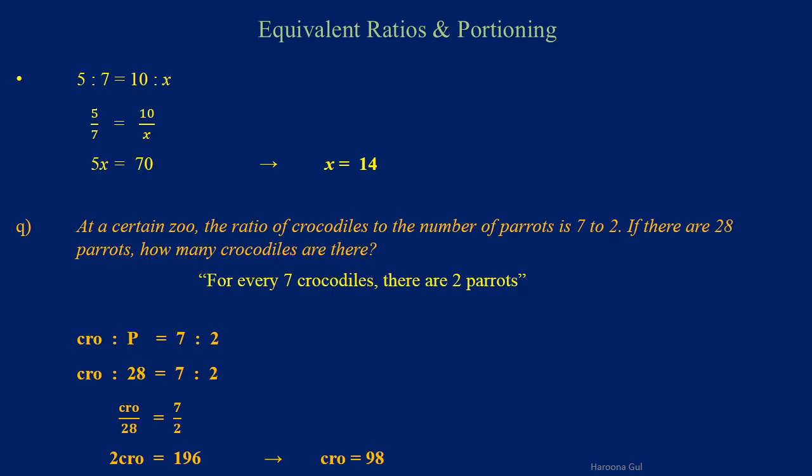So the number of crocodiles is 98 and the number of parrots is 28. So the ratio between crocodiles and parrots is 98 to 28, right? Okay, let's move on to another slide.